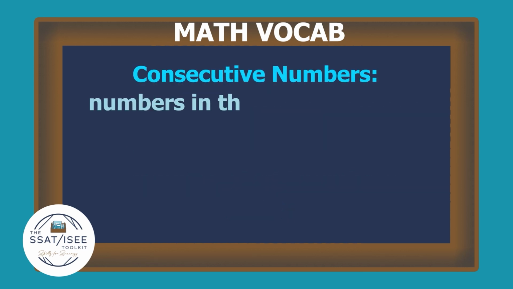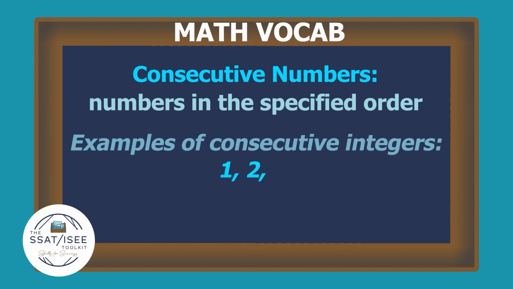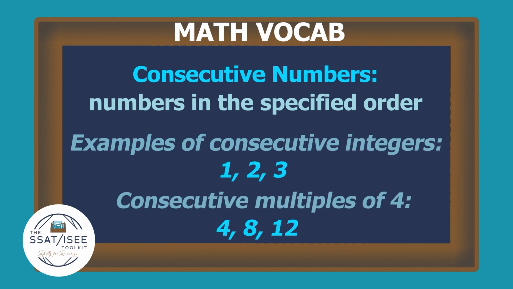Consecutive numbers are numbers in the specified order. Examples of consecutive integers are 1, 2, and 3. You could also have something like consecutive multiples of 4, which would be 4, 8, and 12.